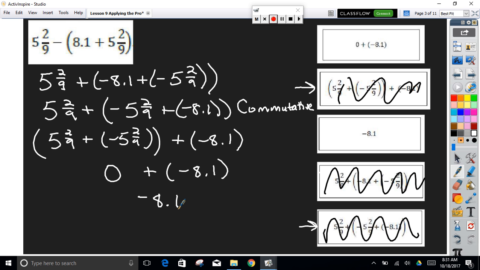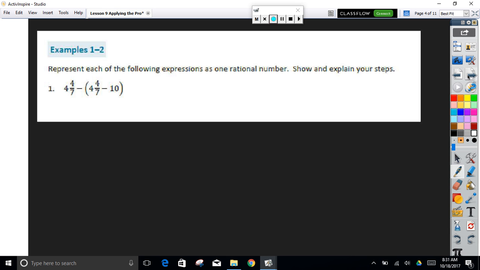Okay, we have a couple more examples that we are going to do together, examples 1 and 2, and then there are a few that you're going to try yourself that are significantly harder than the homework examples that we did. Okay, so number 1, we have 4 and 4/7 minus 4 and 4/7 minus 10. So thinking back to what we did in the first example, what might be the first thing I would do to solve this problem? Sky? Make what's in the parentheses negative numbers.